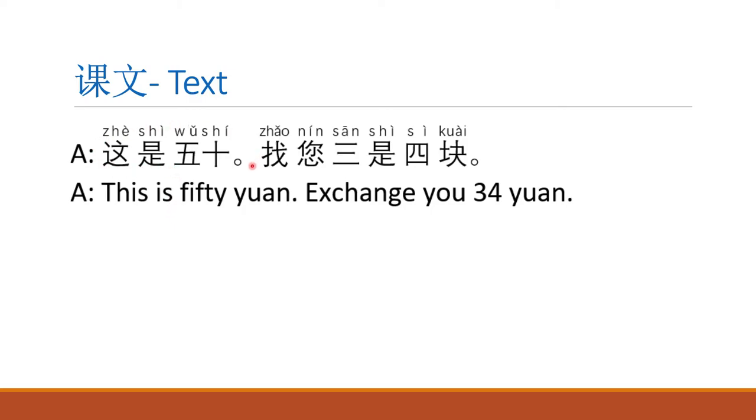这是50, 找您34块. 找您34块, okay? That is 50 yuan, 这是, remember, which means that is, right? 50, which means 50 yuan, okay? 找您34块, okay? Exchange, okay, I give you change, 您, which means another polite form of way to call 你, you, right? 三, which means 3. Okay? Sorry, another mistake here.